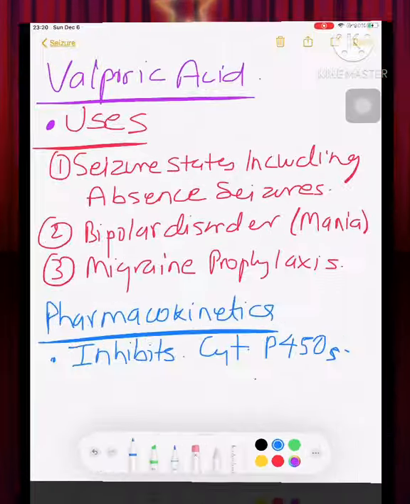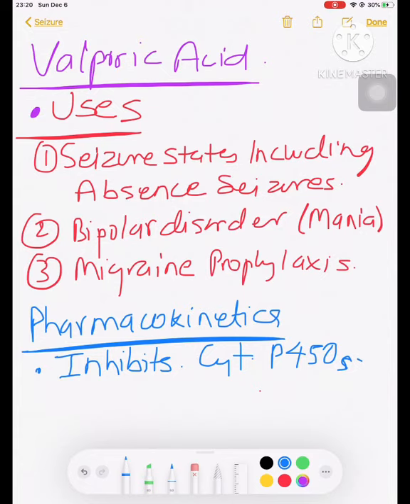Let's now see the drug valproic acid. We have already discussed the mechanism of action. Basically, it blocks or keeps the sodium channel in its inactivated state. It also causes inhibition of GABA transaminase, that is, it increases the level of GABA. And the third one is blockade of T type calcium channels, mainly in thalamic neurons.